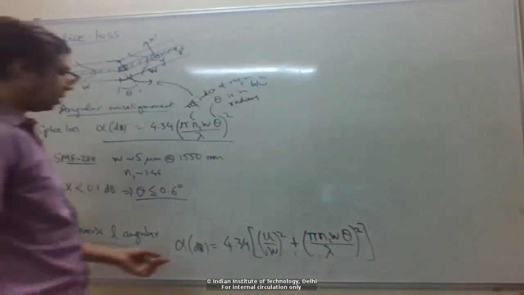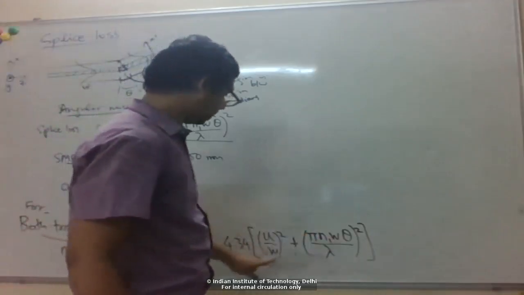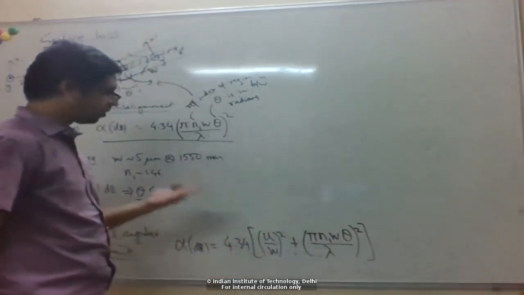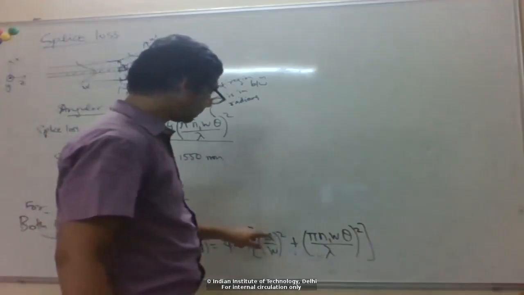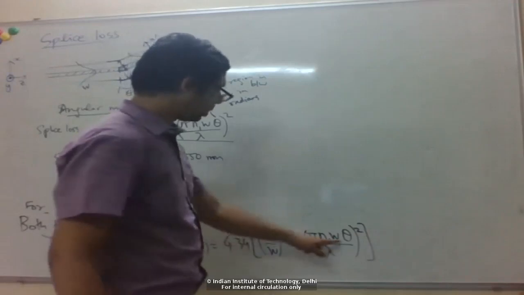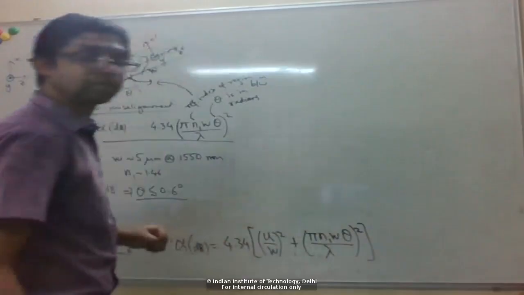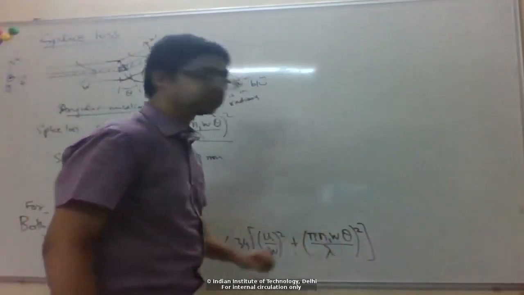Okay, so you can see that the dependencies of these two on the spot size are opposite. For example, if I go to a fiber with a higher spot size, then for the same transverse misalignment, the transverse misalignment loss goes down, but the angular misalignment loss for the same angular misalignment will go up. So they have complementary dependence on the spot size W.